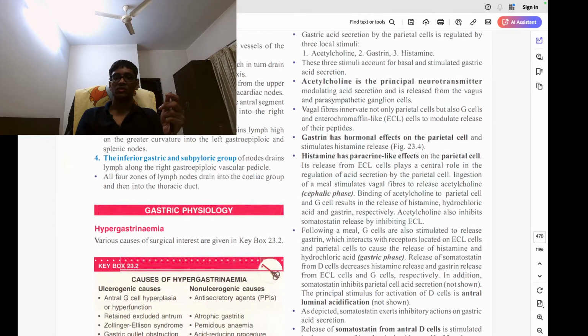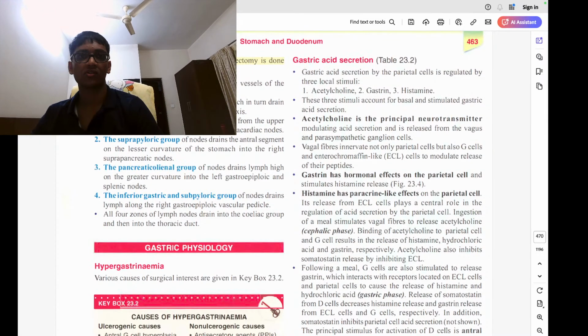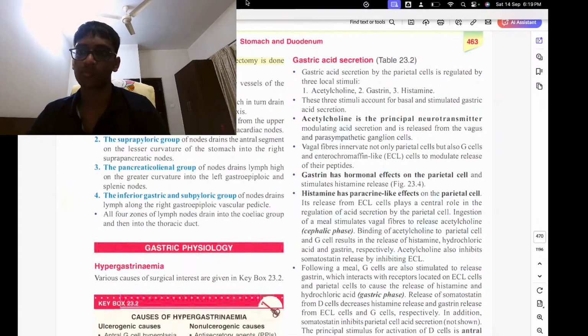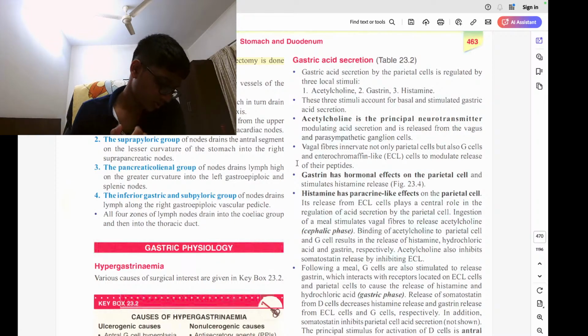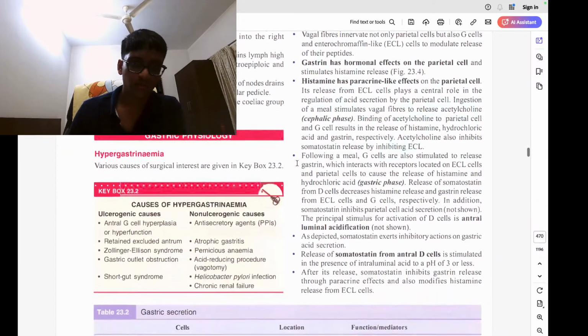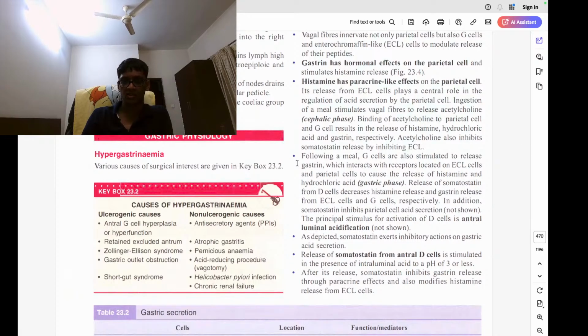Okay, so that is the anatomy which has been done, which I feel is important. If carcinoma of the stomach tells me that some other points are important, I'll just learn it there only. So the anatomy of the stomach is done. Physiology, gastric physiology: hypergastrinemia, various causes of it, of surgical interest, ulcerogenic causes and non-ulcerogenic causes.